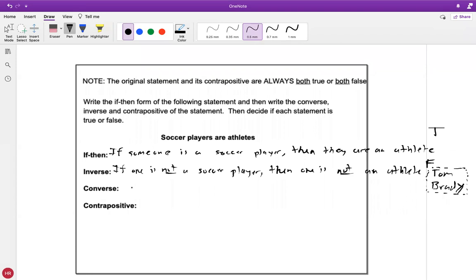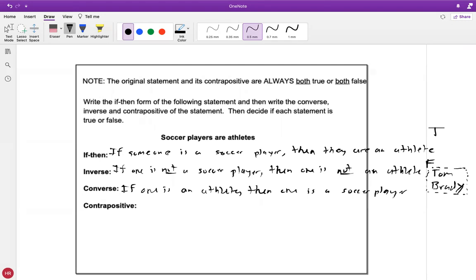The converse is you just switch the two statements. You don't change them to the negatives. You just make them in a different order. So I say if one is an athlete, then one is a soccer player.